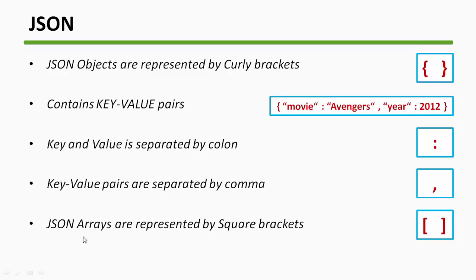Last thing is a JSON array, and they are represented by square brackets. So whenever you see a square bracket, you just know for sure that it is a JSON array. Now let's get back to the JSON we just saw.